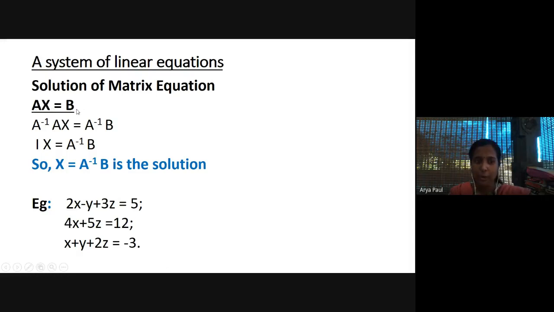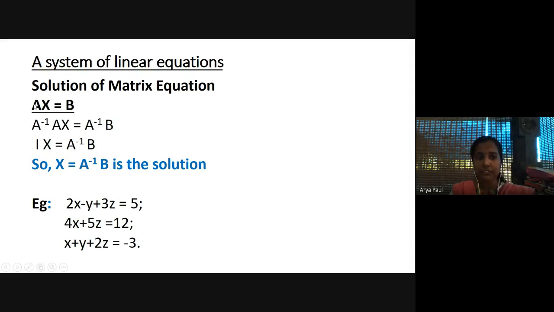Ax is equal to B. Now x is the unknown. You need to solve this equation, which means you need to find the value of the unknown. So here, what is the unknown? X is the unknown.